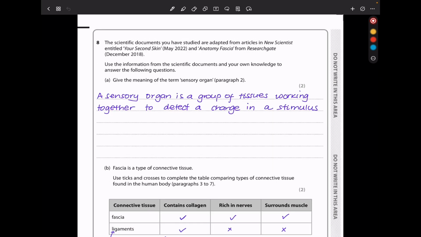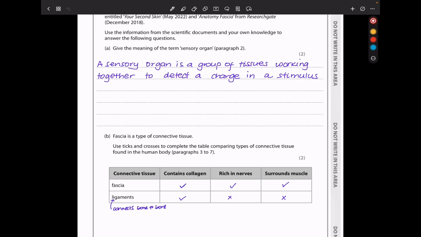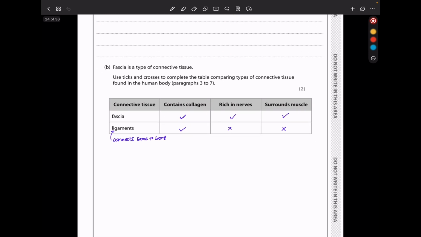Question 8 says the scientific documents you have studied are adapted from articles in New Scientist entitled Your Second Skin, May 2022, and Anatomy Fascia from ResearchGate, December 2018. The first question says give the meaning of the term sensory organ. A sensory organ is a group of tissues working together to detect a change in a stimulus, so that's quite easy.